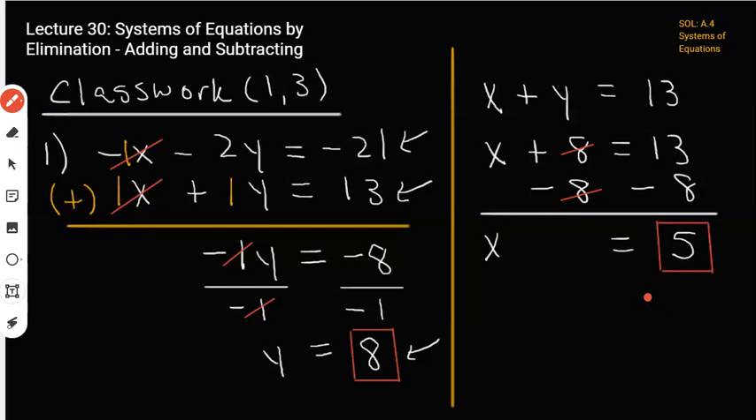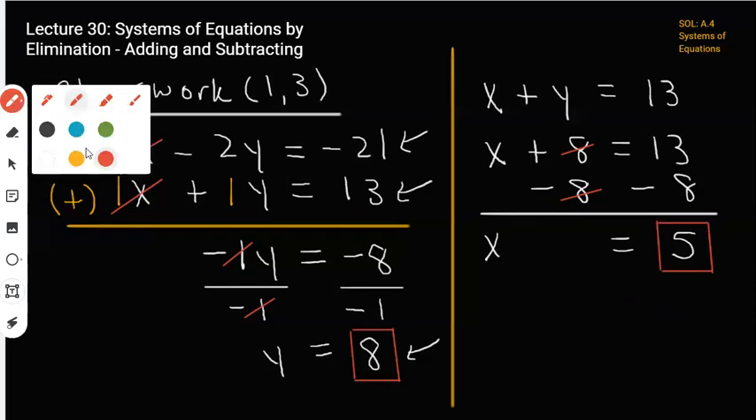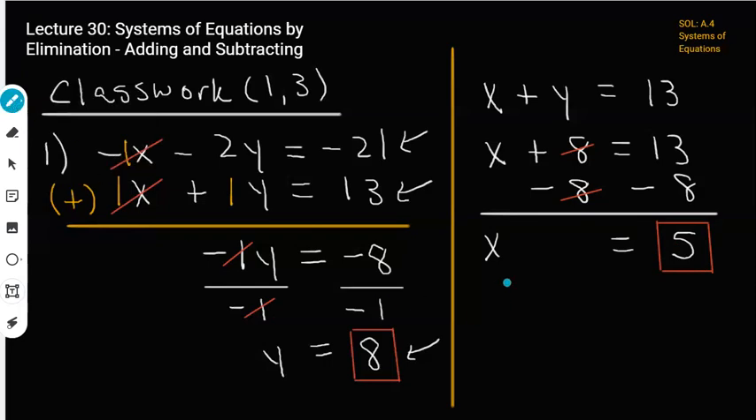Now that I know what x and y are, I can write my answer as an ordered pair. When I write my ordered pair, I always put x first and y second. So I'm going to put in 5 for x and 8 for y. And that's my answer. Your answer is actually going to be an ordered pair, which means it's going to be a point on the graph.